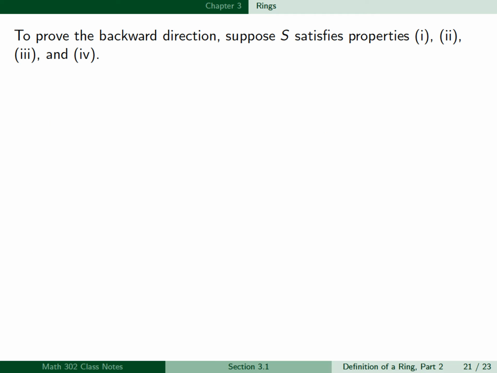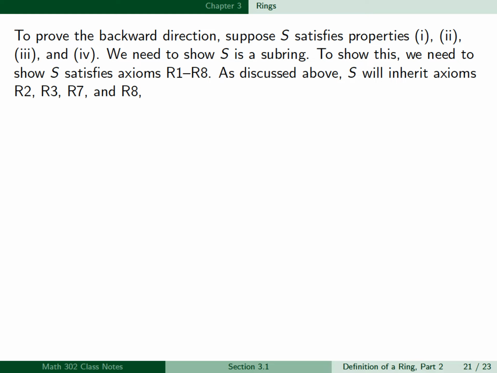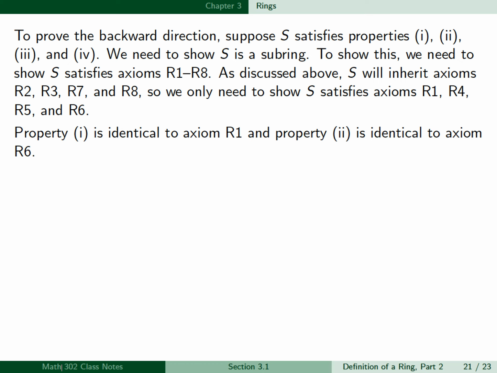Well, if S is a subring, then it satisfies axioms R1 through R8, so it will certainly satisfy these properties 1 through 4. To prove the backward direction, let's suppose that S satisfies properties 1, 2, 3, and 4, and we need to show that S is a subring. To show this, we need to show that S satisfies axioms R1 through R8. And now, as discussed above, S will inherit axioms R2, R3, R7, and R8. So we only need to show that S satisfies axioms R1, R4, R5, and R6. Now, property 1 is identical to R1, that's closure under addition. And property 2 will be identical to axiom R6, that's closure under multiplication. So if we're supposing that S satisfies properties 1, 2, 3, and 4, then that tells us that R1 and R6 are also satisfied. So it then remains only to show S satisfies R4 and R5.